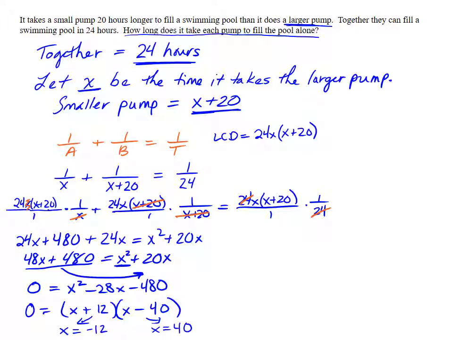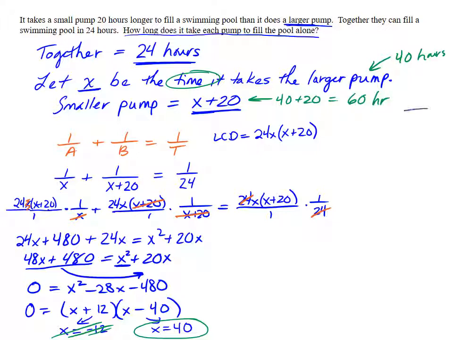Now, we can't have a negative for x because remember, x is a time. It's the time it takes the larger pump to get something done, and so it doesn't make sense to have a negative result. Remember, in applications, you can get extraneous solutions that are solutions to the equation, but they don't work in the application. So it looks like our one solution would be 40. Now that's for x, so remember, that's the larger pump. So 40 hours is what our units were in. And remember, the smaller pump takes 20 hours more. So 40 plus 20 would be 60 hours.